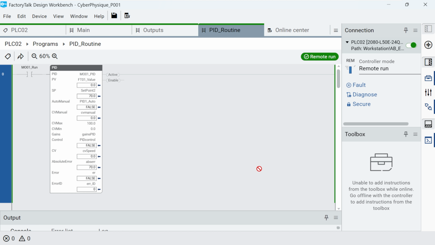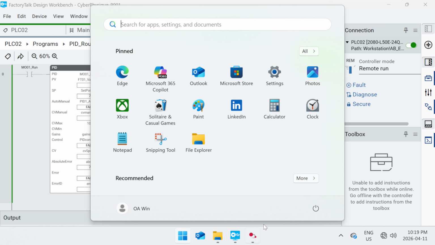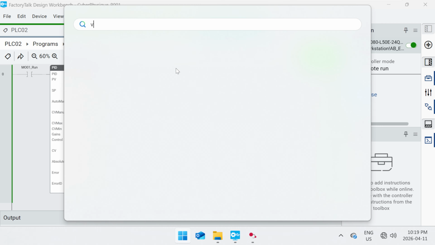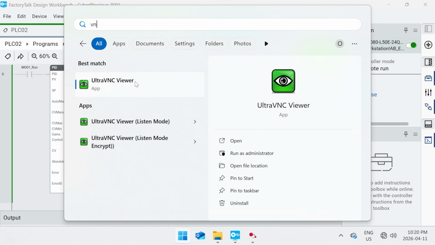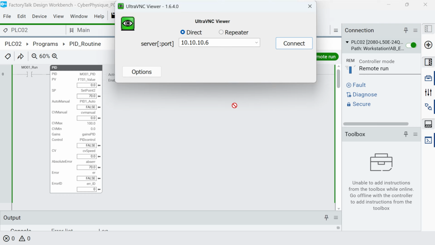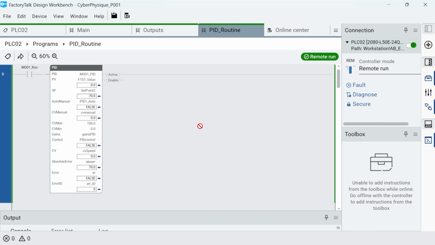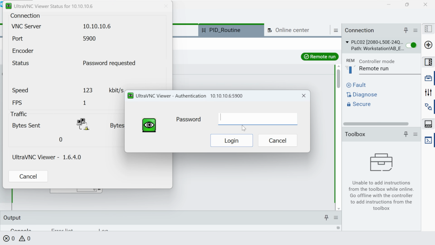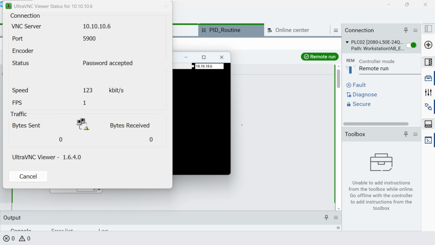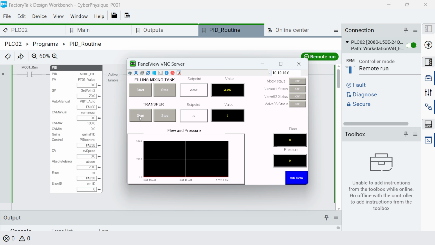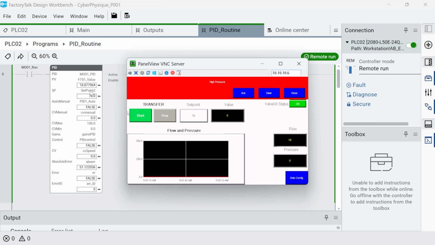Now let's look at the control system. The flow rate is controlled by a PID loop running inside the PLC. The operator defines a flow set point. The PID control continuously adjusts the pump speed to maintain that target. In a real installation, the PLC will send this command to a VFD. Here, the command is transmitted to the simulation.